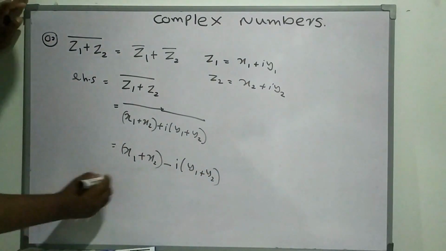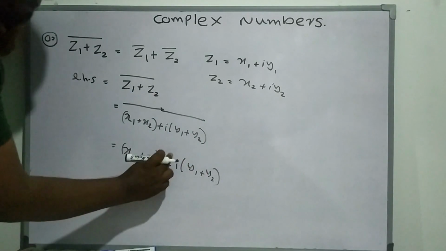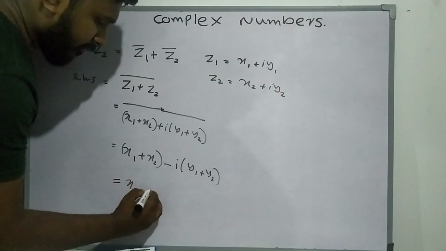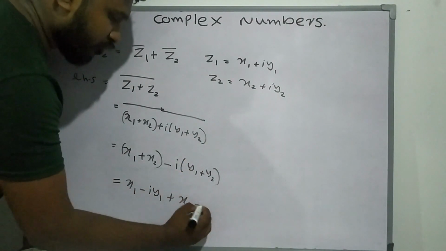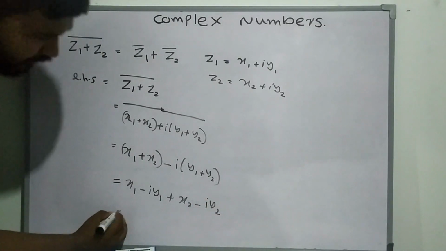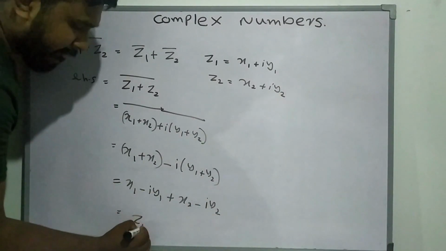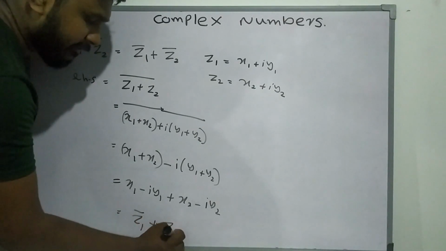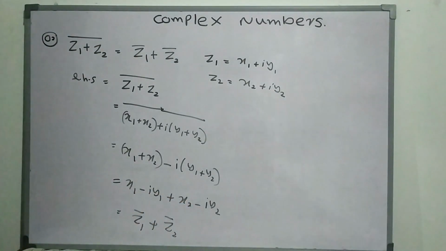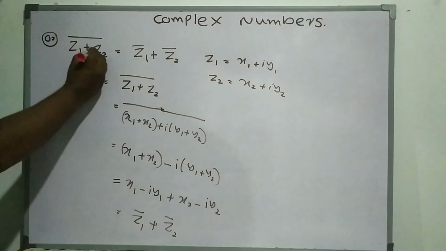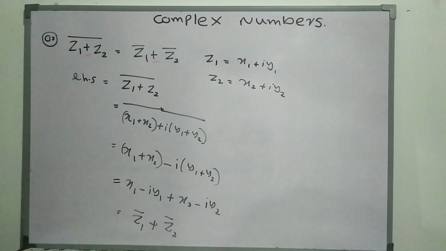Then we can simplify the bracket, and it will be (x1 minus iy1) plus (x2 minus iy2). This is actually the conjugate of Z1, and this is the conjugate of Z2. Therefore, you can see theorem number 2 has been proved. I suggest you do the subtraction case as well. You can try it, the property will be the same.